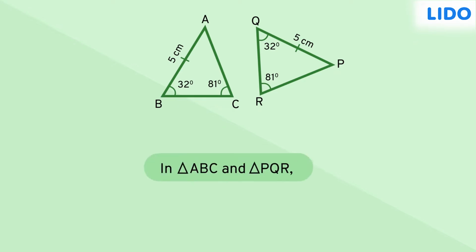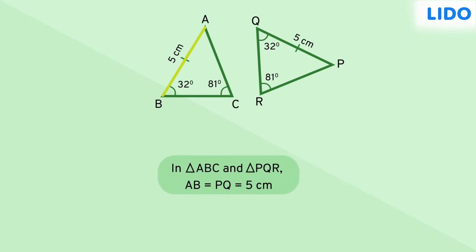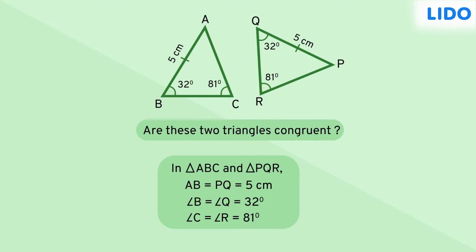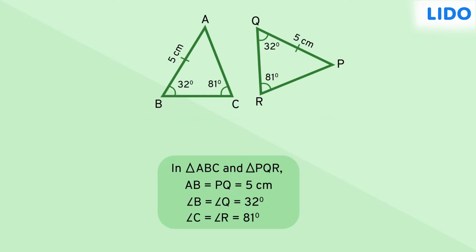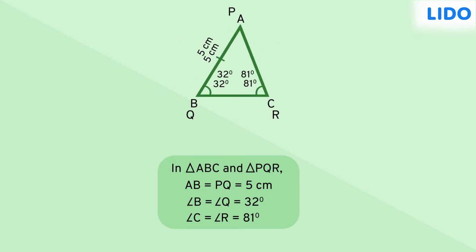Here we have 2 triangles, ABC and PQR, in which AB is equal to PQ, angle B equals angle Q, angle C equals angle R. The question is, are these 2 triangles congruent? They look identical. When I rotate them and overlap them, they superimpose perfectly. This means they are congruent.